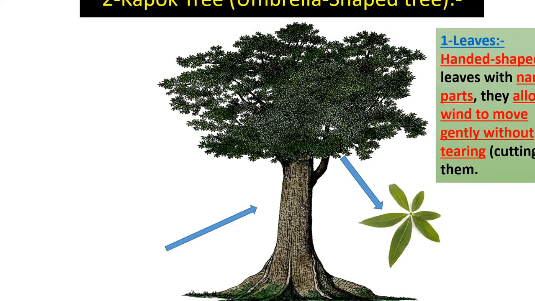Then we have the kabuk tree. The leaves are like a hand shape. Between them there are narrow spaces, so the wind passes through gently, without tearing or cutting them. So when the wind comes, it doesn't tear them.